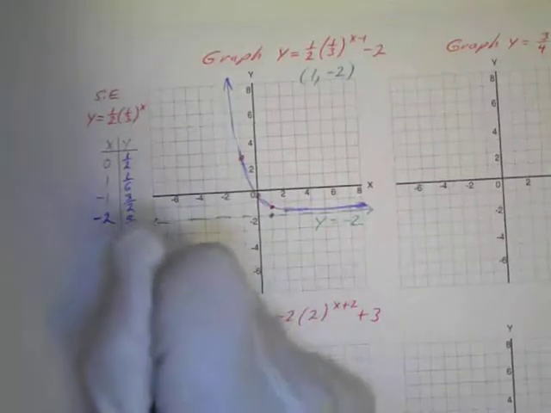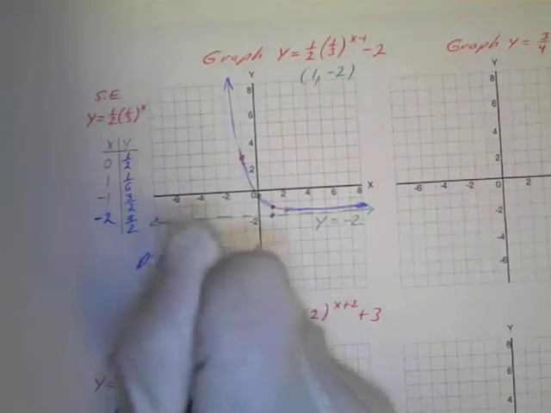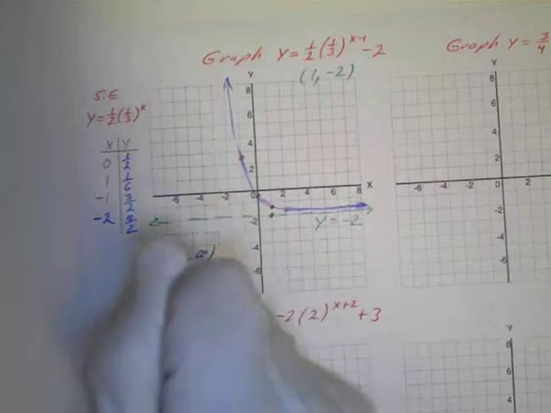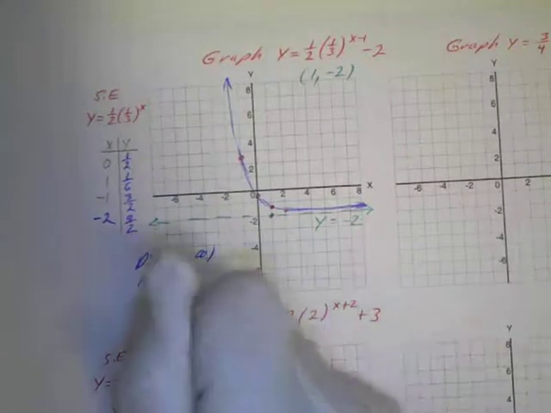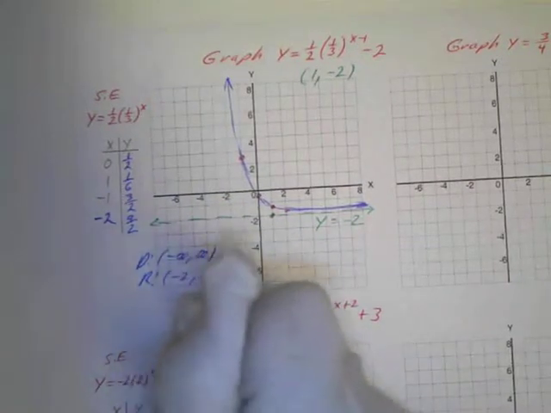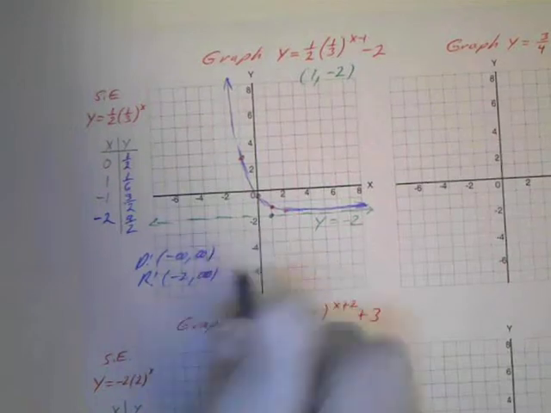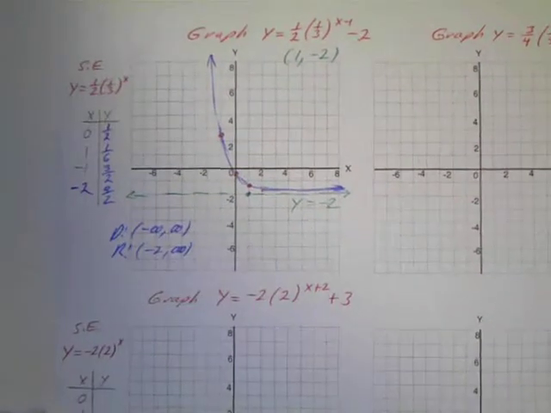The domain is negative infinity to infinity, and the range is going to be from negative 2 to infinity. And again, we've got exponential decay.